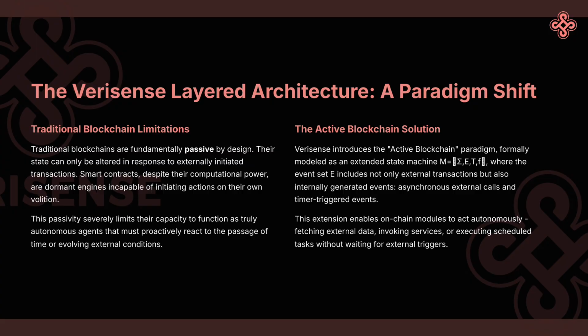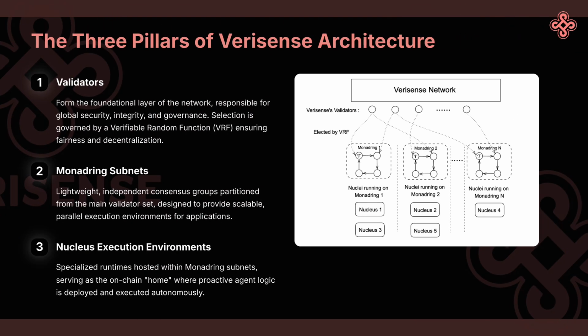This expansion allows on-chain modules, which we will soon introduce as nuclei, to act independently. They can autonomously fetch data from external APIs, invoke services on other servers, or perform tasks following a set schedule, all without needing an external trigger or transaction. The principle of native proactive input-output is the core innovation driving on-chain autonomy, and it serves as the cornerstone of the Verisense architecture. To fully grasp the potential of the active blockchain paradigm, consider its sophisticated and hierarchical architecture, meticulously crafted for security, scalability, and functionality.